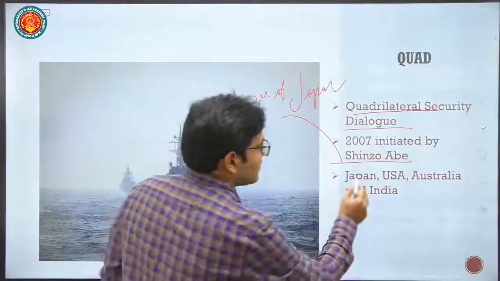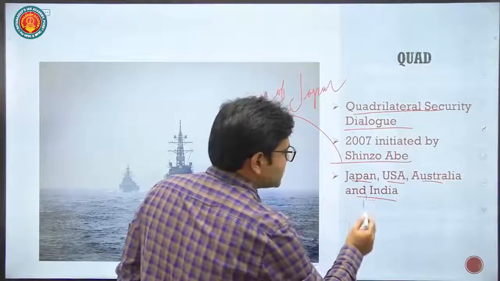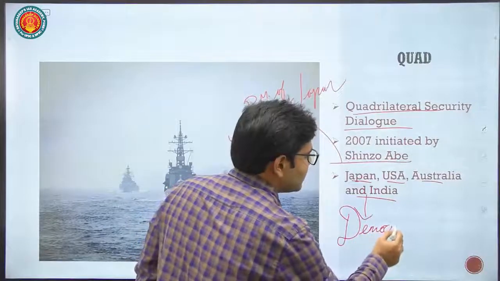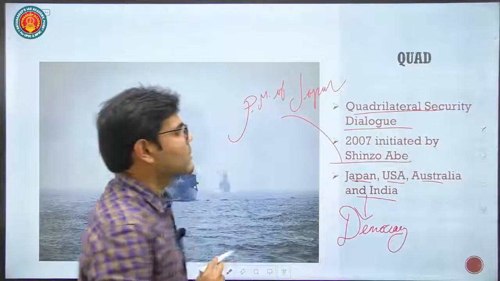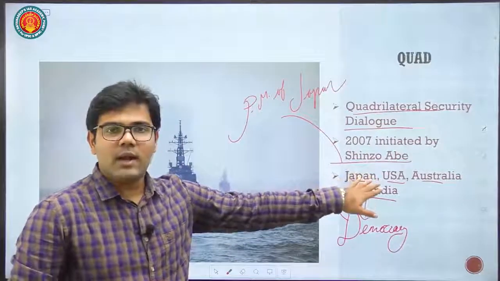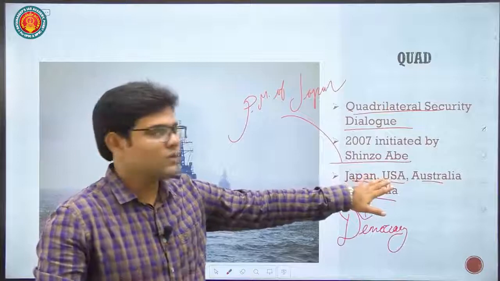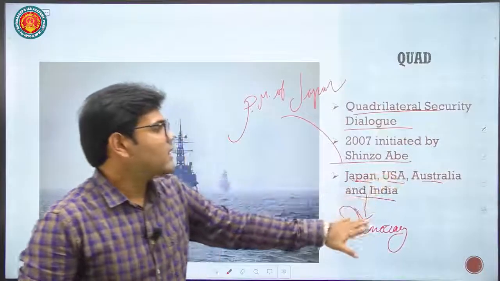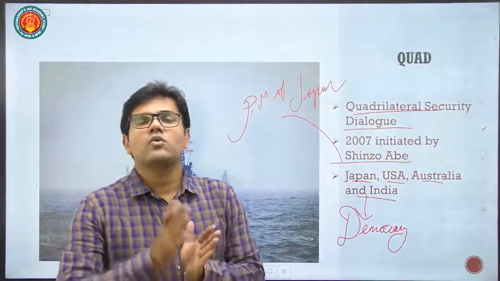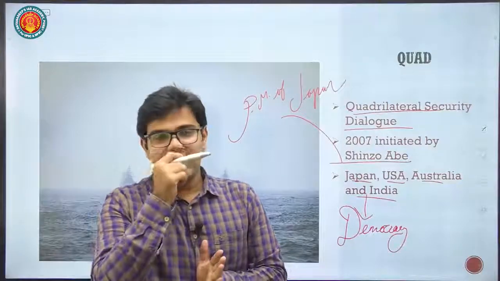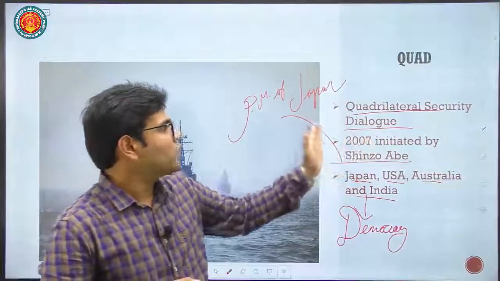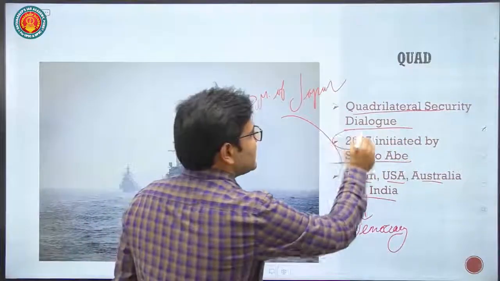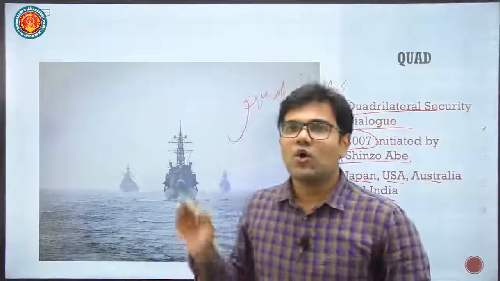You can observe that all these countries are democracies. USA, the oldest democracy. India, the largest democracy. Japan, where we have a monarch, but that's a different story, they follow democracy. And in Australia, we have a federal democracy. So all the democratic countries came together to contain the influence of China. They formed a grouping called the Quadrilateral Security Dialogue, initiated by Shinzo Abe in the year 2007. So just remember the Quad countries.